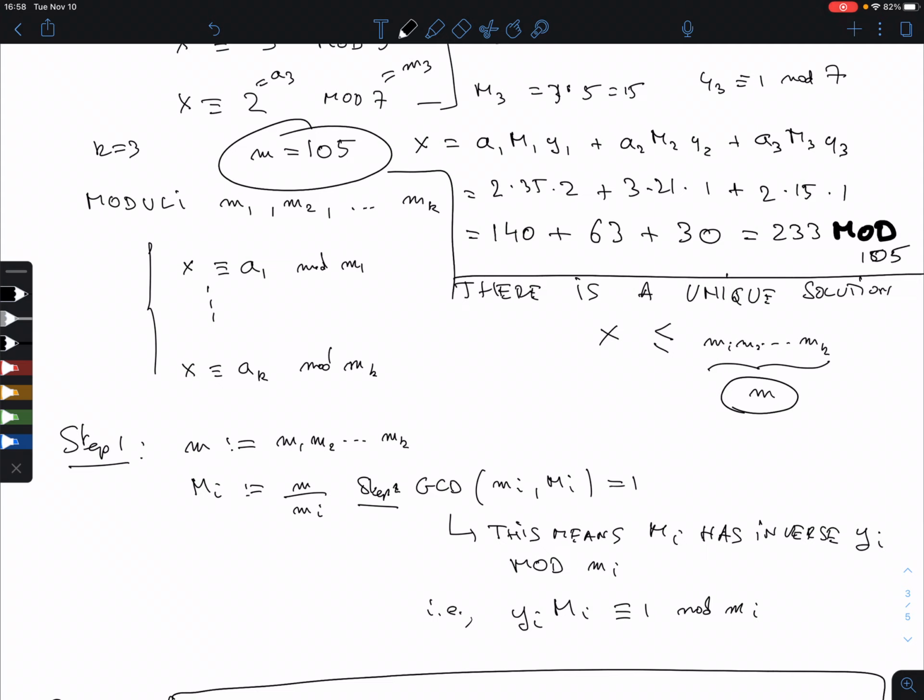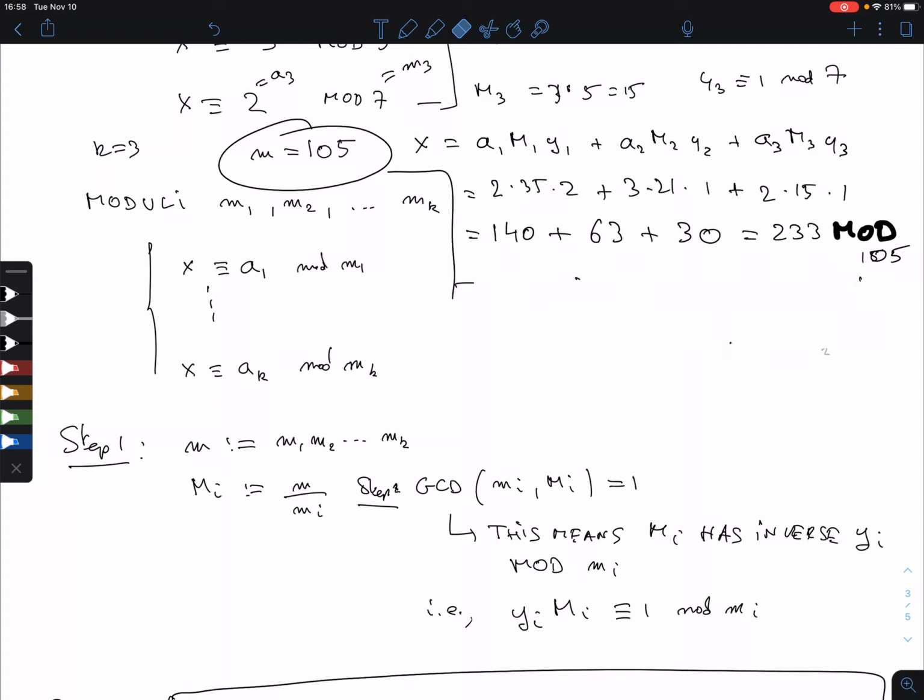And what is that? Well, we have to find 233 mod 105. I'm going to make myself a bit of space here. So what is that? 233, that is 2 times 105, that gives me 210, and then 23 left. So this is equivalent to 23 mod 105. Or rather, it's a number, so it is 23. Okay? So the answer is 23.